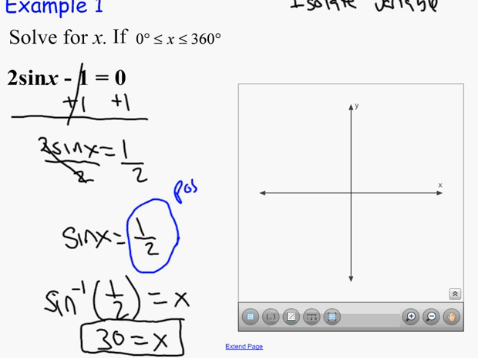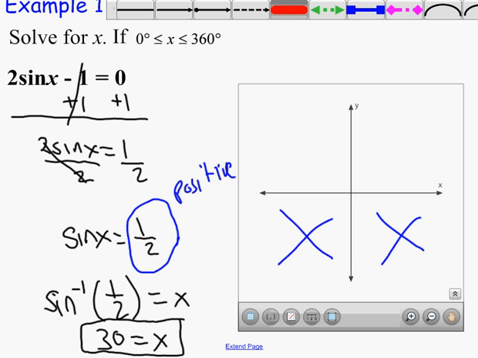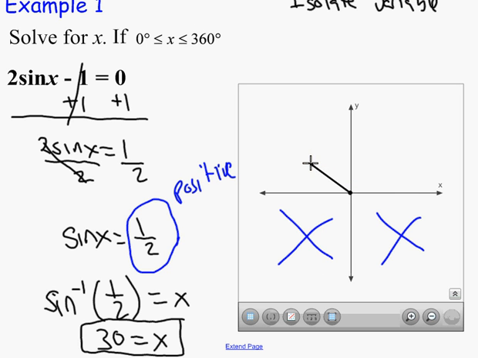Sine is positive here. Do you notice that? This 1/2 is positive. So I can immediately eliminate this quadrant and this quadrant, because in these quadrants sine is negative. So I'm going to take that 30-degree angle and sketch it in this quadrant here, because in this quadrant sine is also positive.